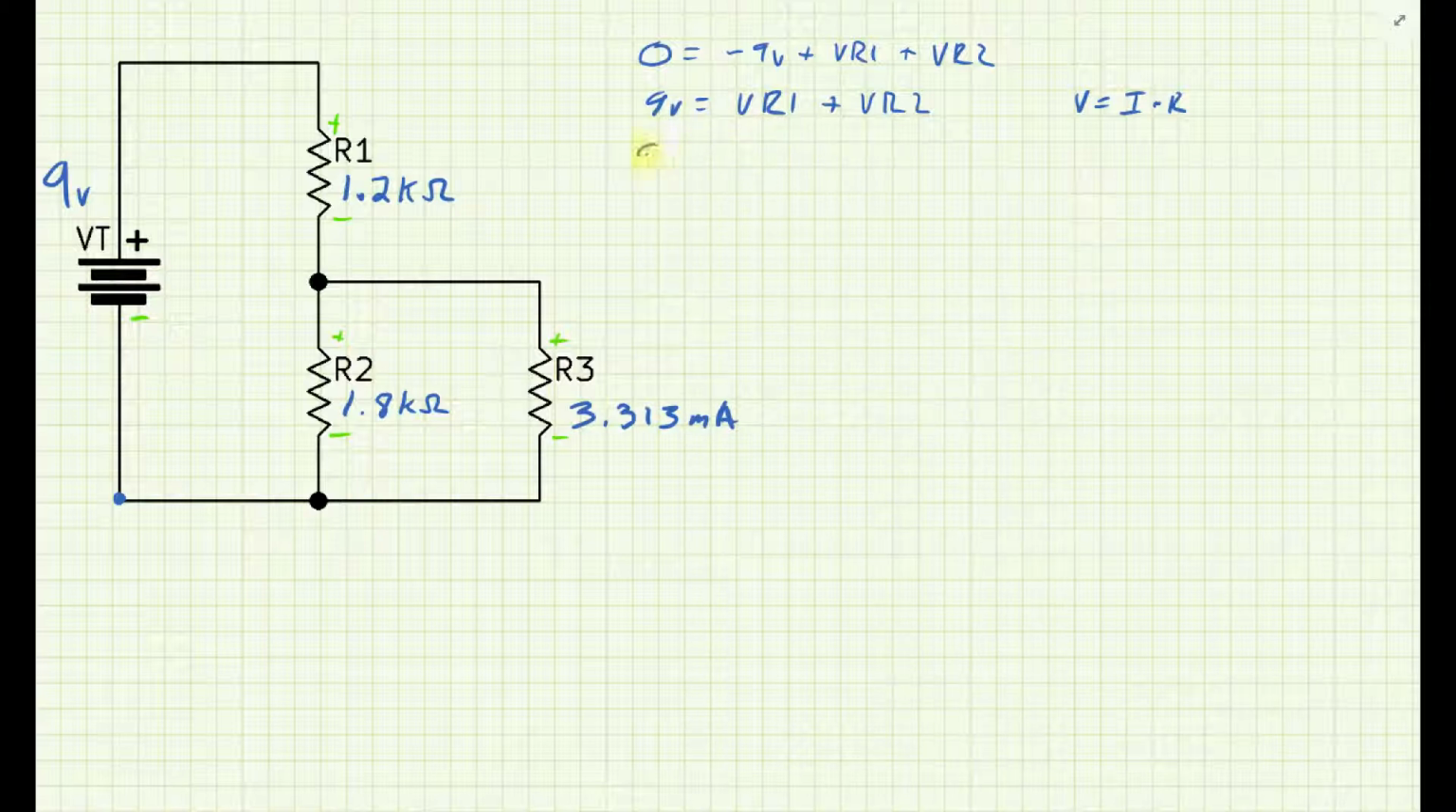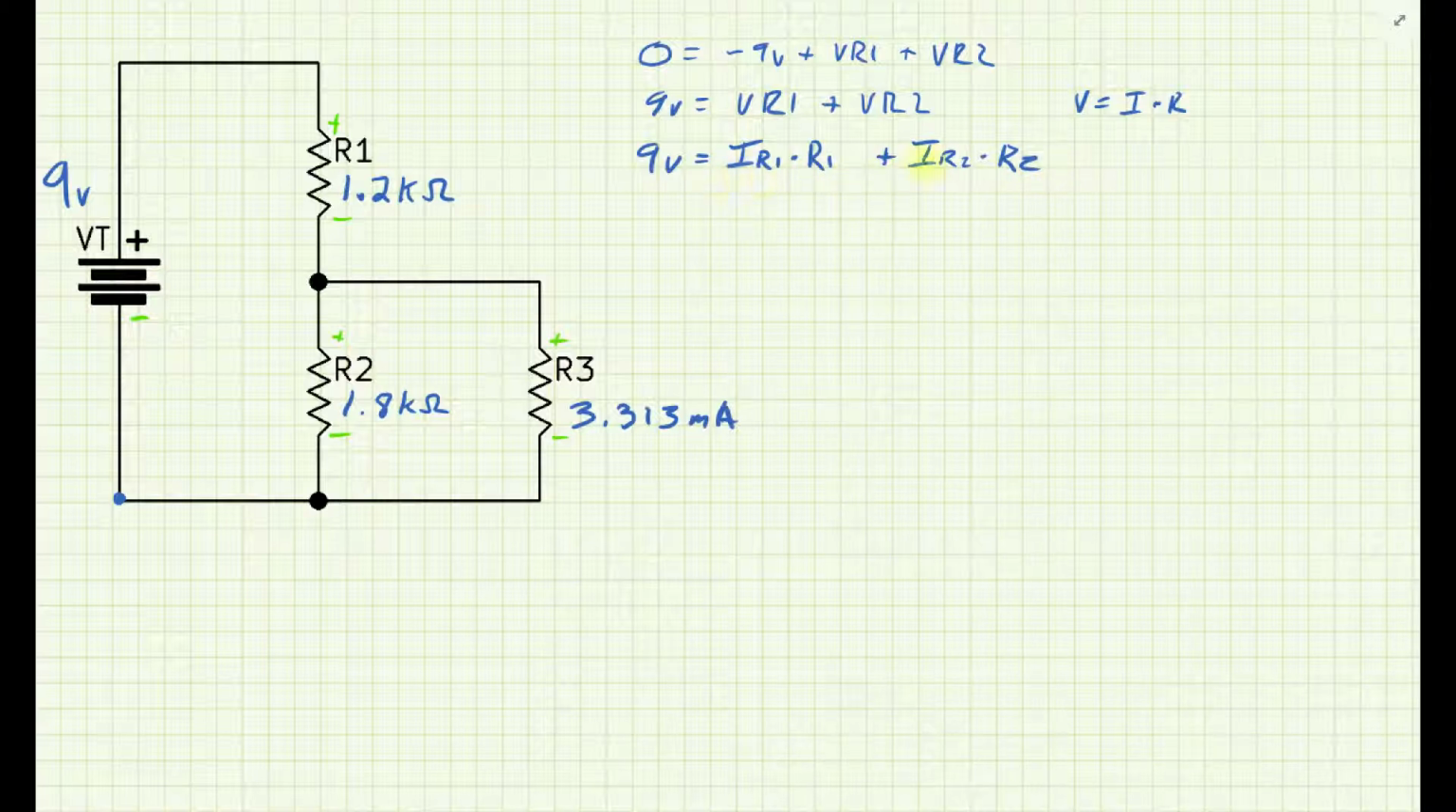So I'll go ahead and rewrite my equation, and I'm going to change my terms into current times resistance. So any voltage is current times resistance. So IR1, whatever IR1's current is, times the resistance of R1, okay, plus, and I'm going to do the voltage of R2 as the current of R2 times the resistance of R2.